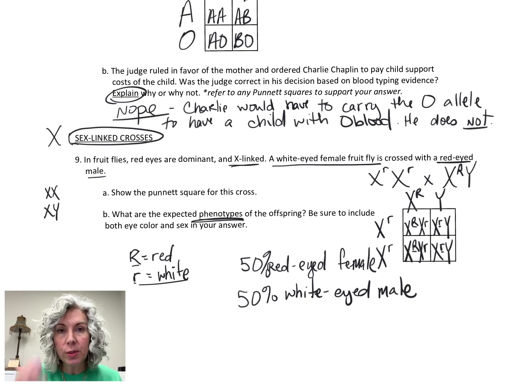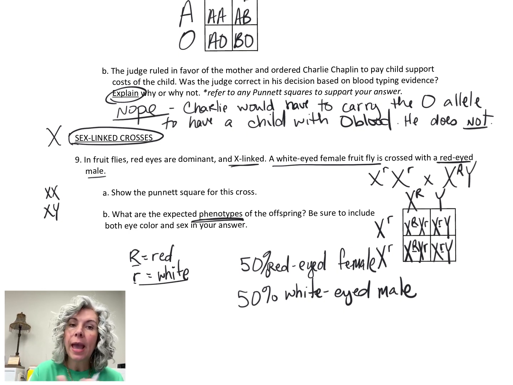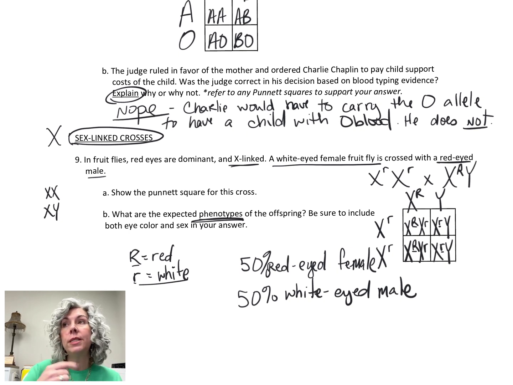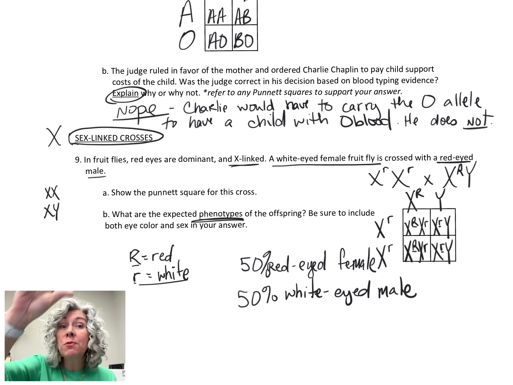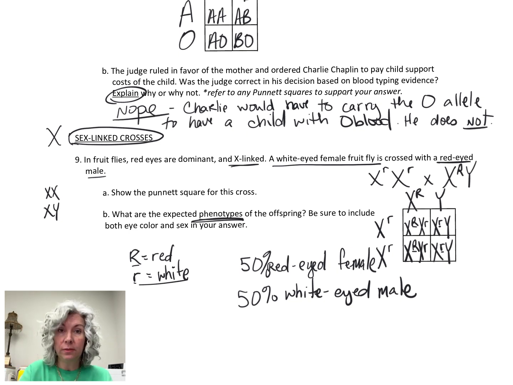Now, this question asked for phenotypes. Phenotypes are the expression, so it's talking about what color eyes they're going to have. And because it's sex-linked, you do need to distinguish the males versus the females. So in this particular cross, 50% red-eyed female. That is your complete answer. You don't just say 50% red-eyed. That would be wrong, because it's like out of all the offspring, and it doesn't distinguish male versus female. So red-eyed female, 50%, and 50% white-eyed male, because we're looking at the XYs.